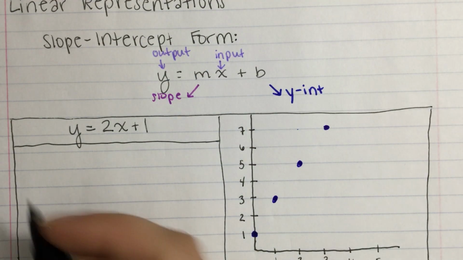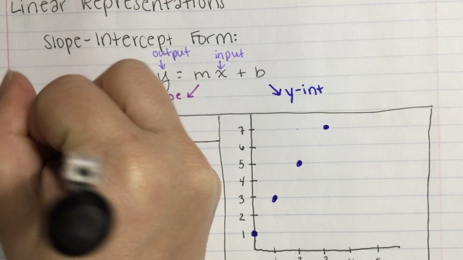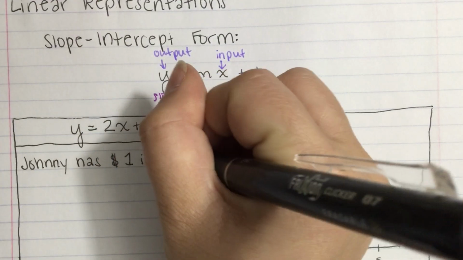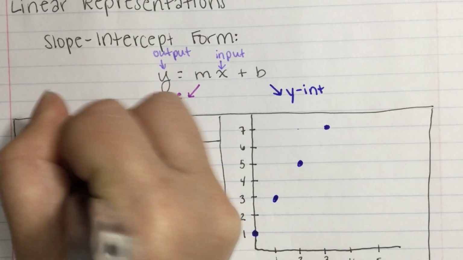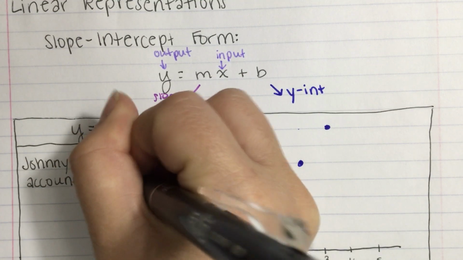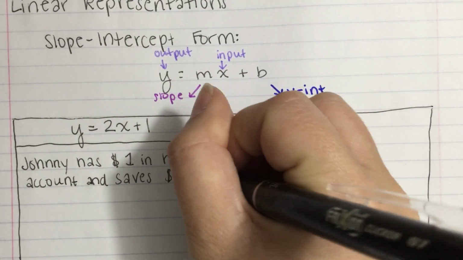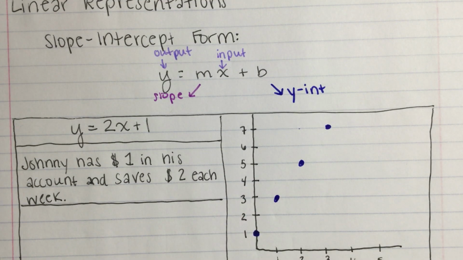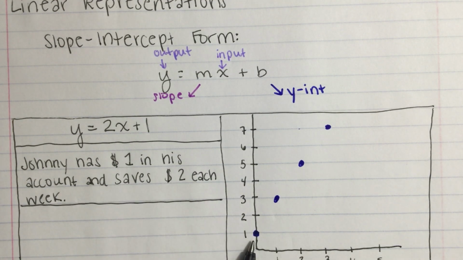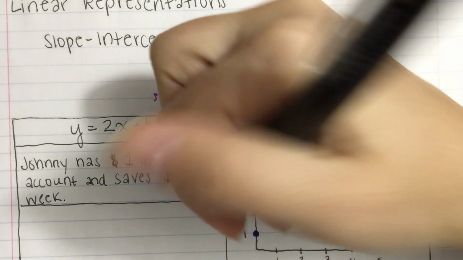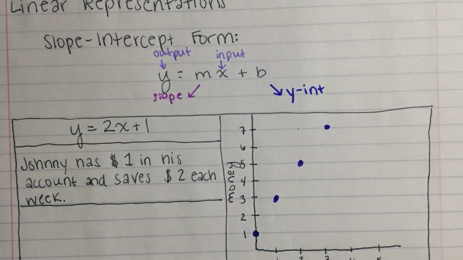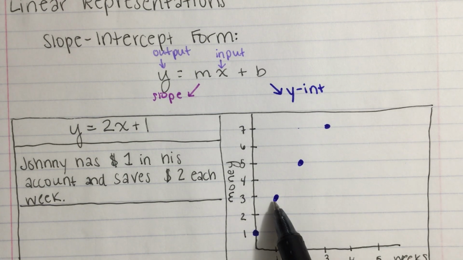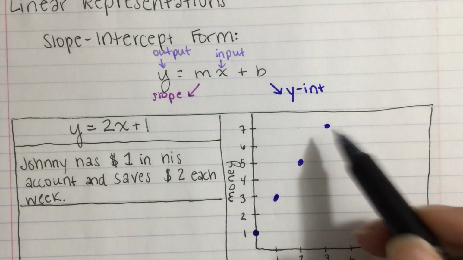Okay, now let's say that there was a story attached to it. Johnny has $1 in his account and saves $2 each week. So if we're starting with $1 and that's showing up on this axis, that would mean that this axis over here represents money. And down here, and I know there's not a ton of space, but this would represent weeks. So after 1 week, you would have $3. After 2 weeks, $5, 3 weeks, $7, and so forth.